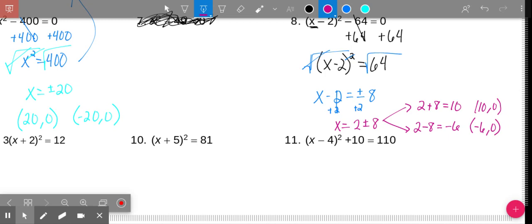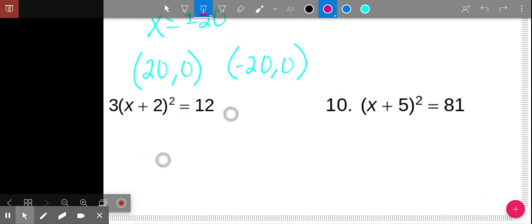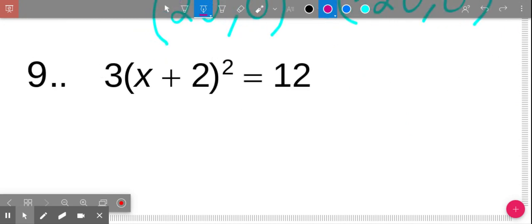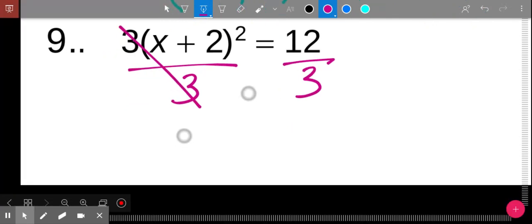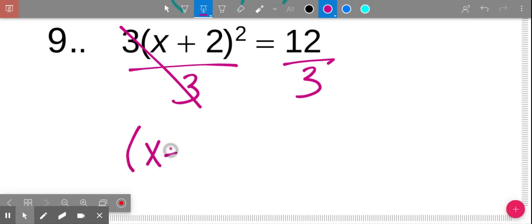Looking at the next one. Number 9, we have 3 times (x plus 2) squared equals 12. With this one, the first thing we have to get rid of is that 3 because it's on the outside of the parentheses. So we're going to start by dividing out the 3. The 3 and everything's being multiplied, that's why we have to use division. So we're dividing out the 3. Those will cancel. Now I'll have (x plus 2) squared is equal to 12 divided by 3 gives me 4.